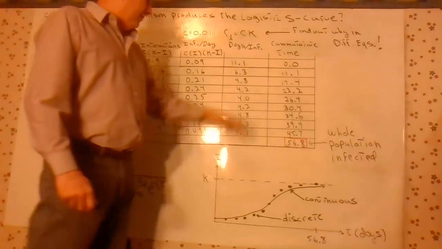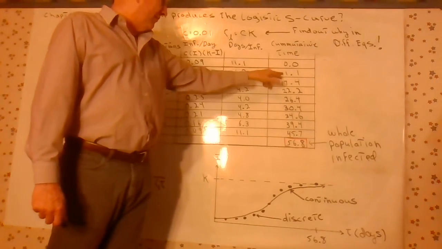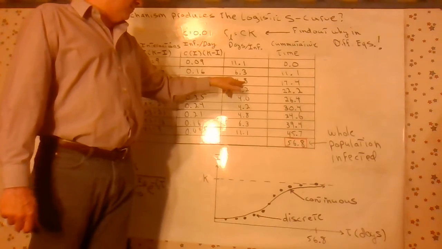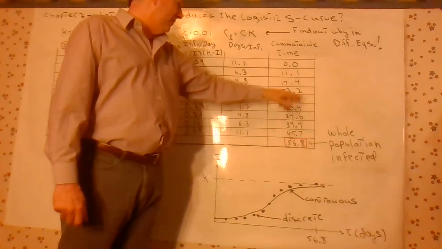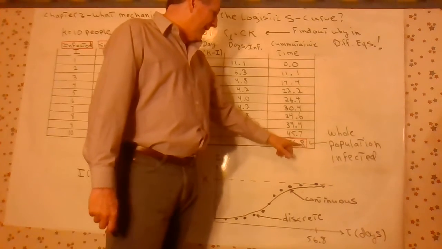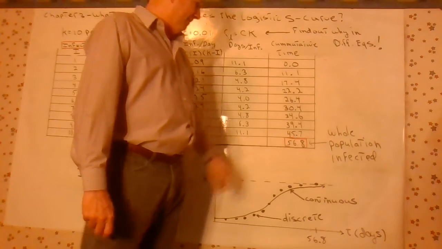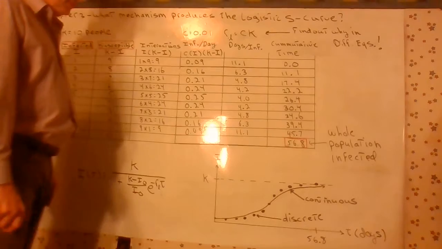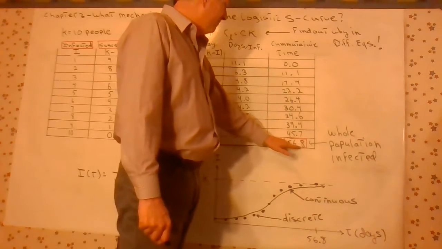We can calculate the total time here, 11.1 days, add 6.3, 17.4, add 4.8, 22.2, et cetera, and 56.8 days to total infection. And that's when the whole population would be infected. Woohoo, we reached a milestone.